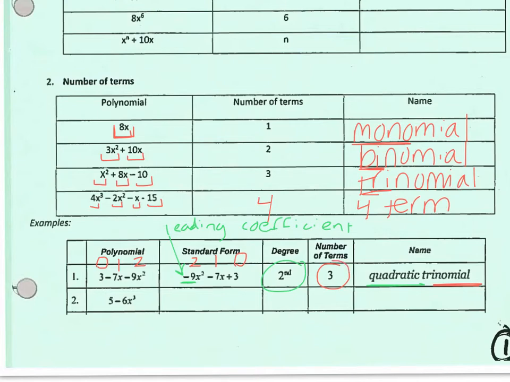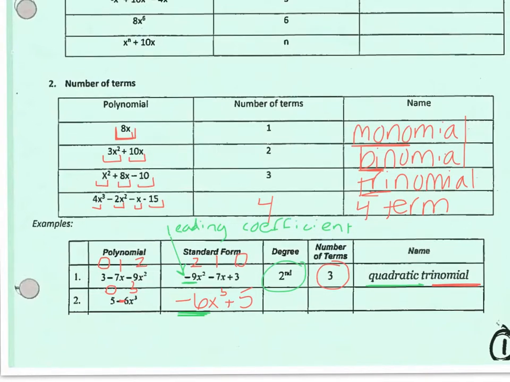So let's put number 2 in order in standard form. So first term, degree 0. Second term, degree 3. So I need the degree 3 to come first. So negative 6x cubed. This minus sign is attached to the 6x cubed, so it has to move with it. And then plus 5. That's now in standard form with a leading coefficient of negative 6.